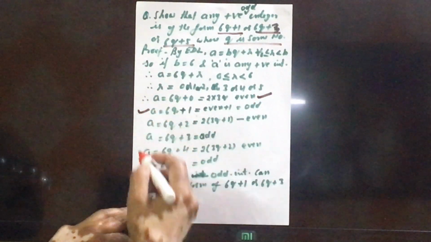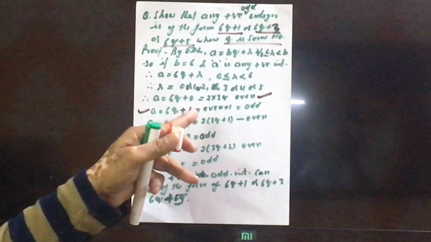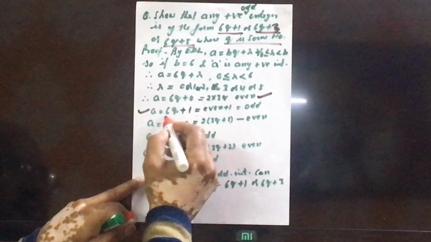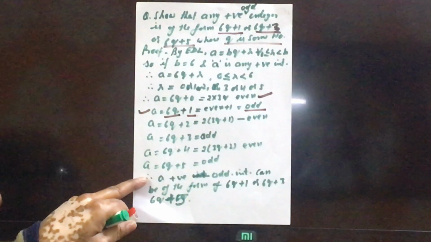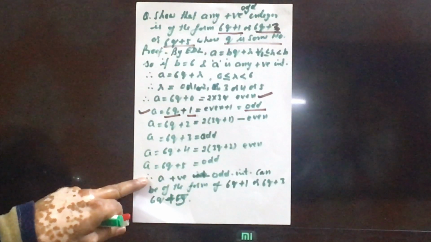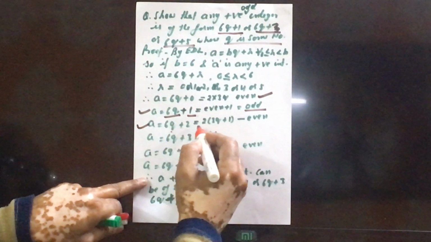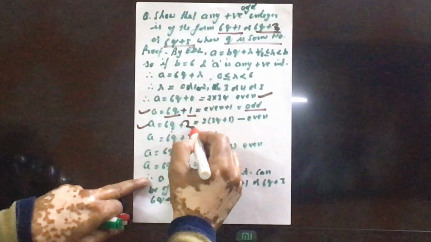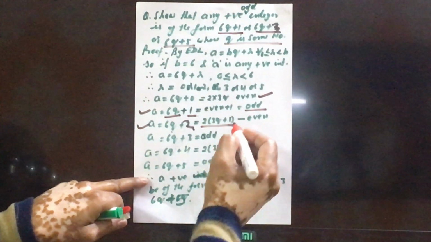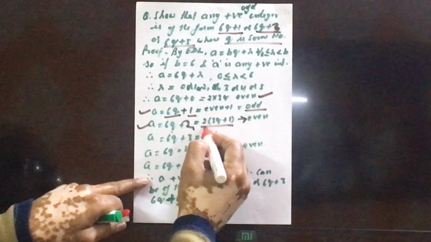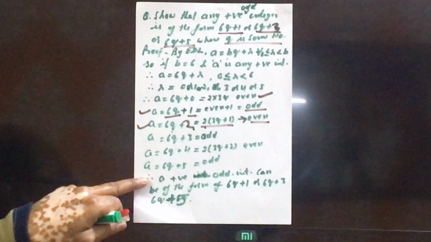Now you see the second case. Here a is equal to 6q plus 1. Here 6q is an even number, and if we add 1, it will become an odd number. So 6q plus 1 is an odd number. Now next is 6q plus 2. Here we can take 2 common and we get 2 into the bracket 3q plus 1. So it is also a multiple of 2, so it is also an even number.